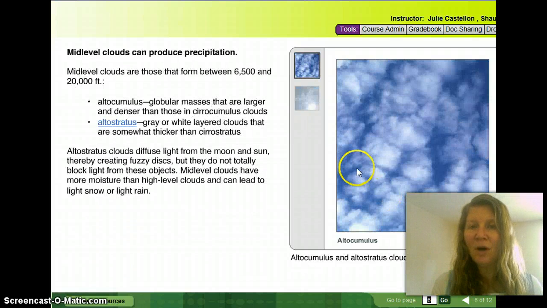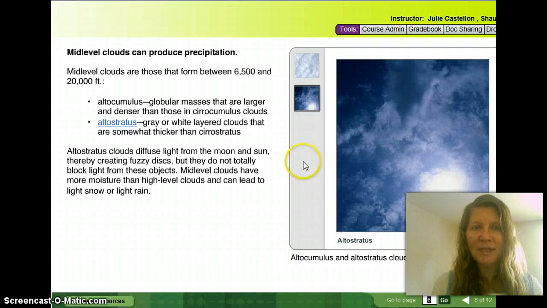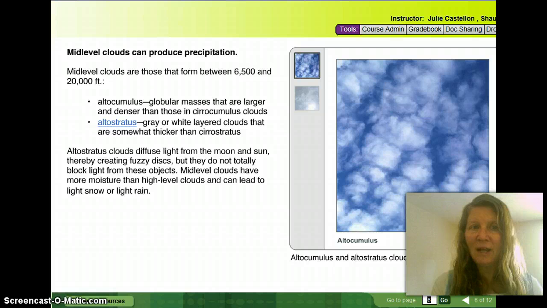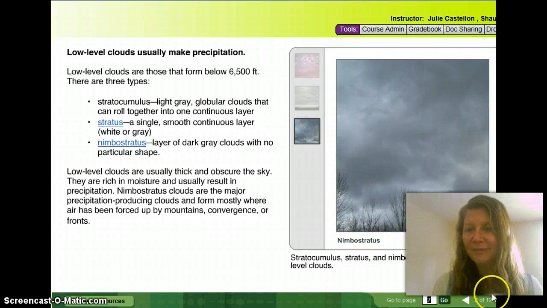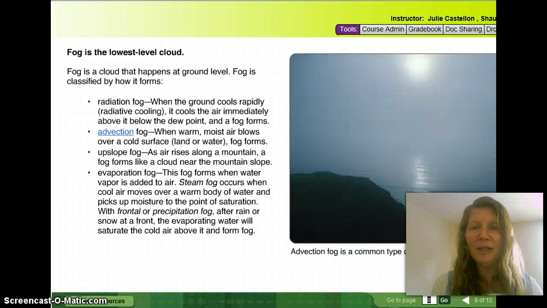Your next examples are mid-level clouds, and their names: altostratus, alto meaning middle, and altocumulus. And then your low-level clouds. These are the ones that form below 6,500 feet. The strato clouds: stratocumulus, and just stratus, and then nimbostratus. And here are some examples as well. Understanding those 3 layers, high, middle, and low, is very important in the types of clouds that are present. And then fog being the very lowest type of cloud.